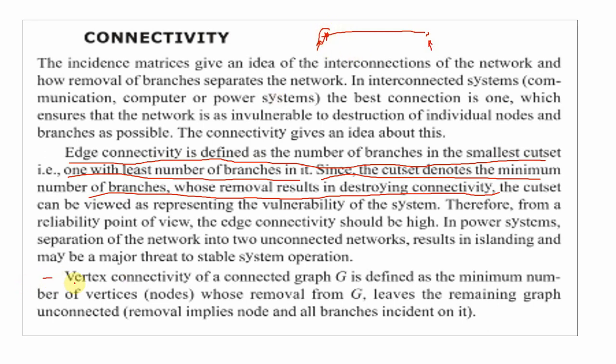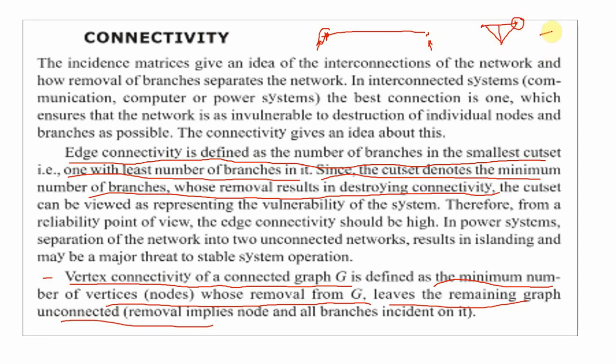So here, vertex connectivity. The vertex connectivity of a connected graph G is defined as the minimum number of vertices whose removal from G leaves the remaining graph unconnected. Right? It means, suppose this is a small graph. Suppose I remove this one node, so it will become like this.